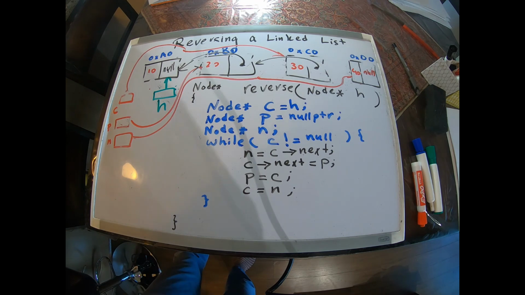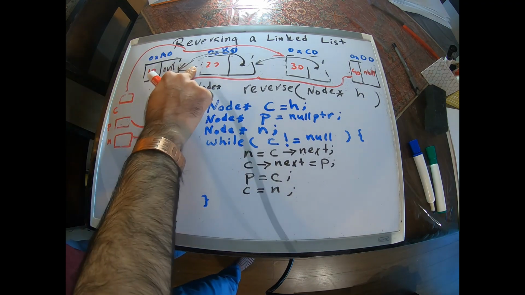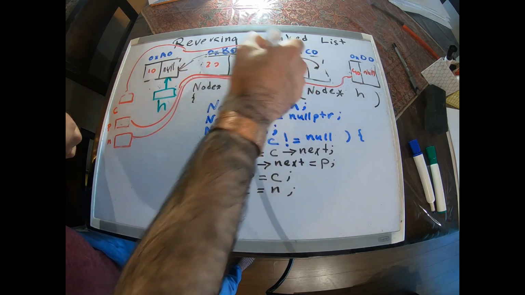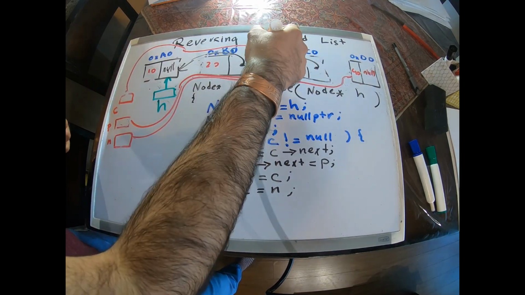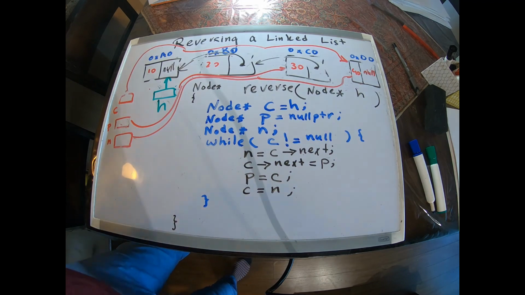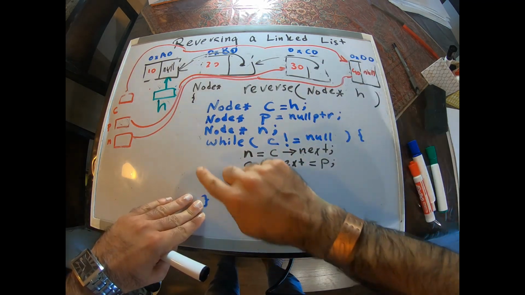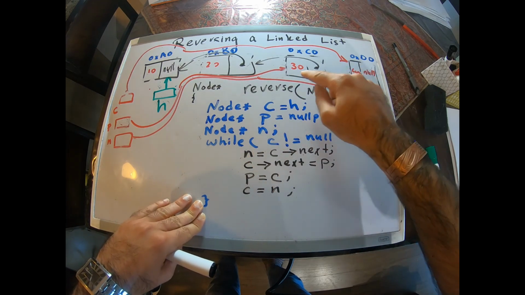So what we do, we just move P and C again. So P is pointing to where C is pointing to, and current is gonna point to where next is pointing to. So this iteration is also done. We're gonna come back here.